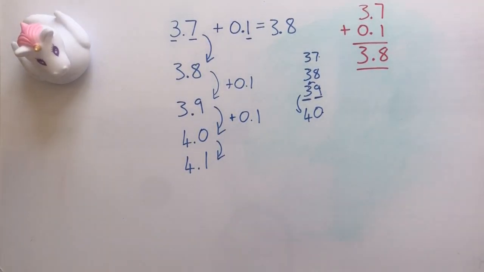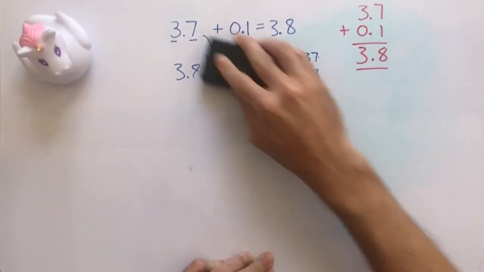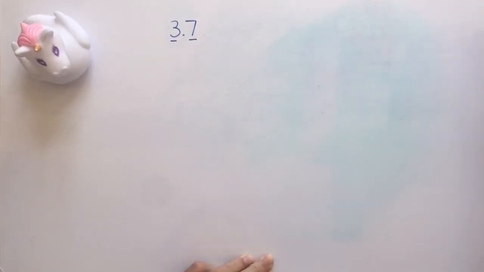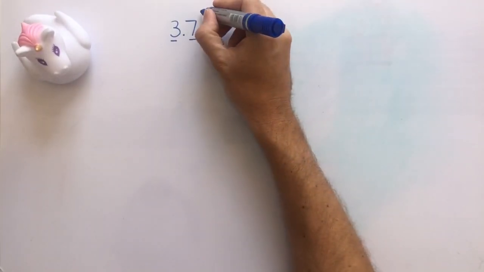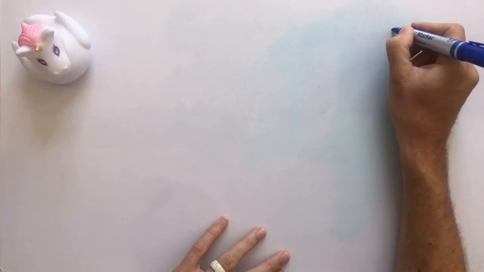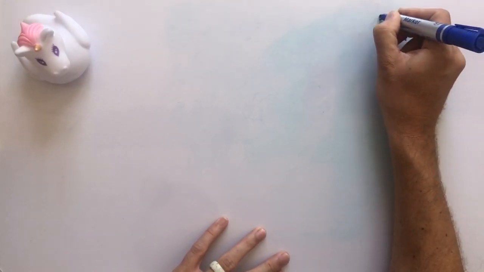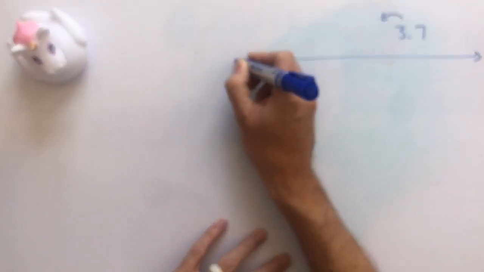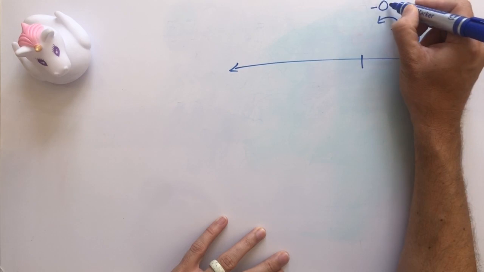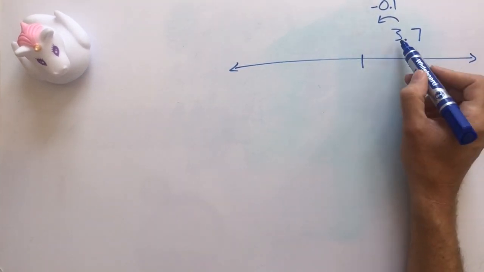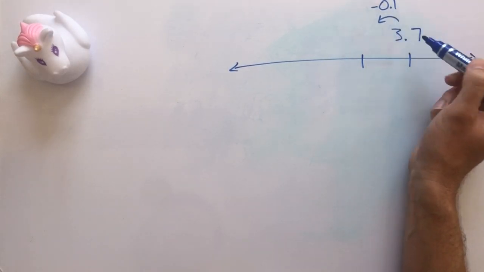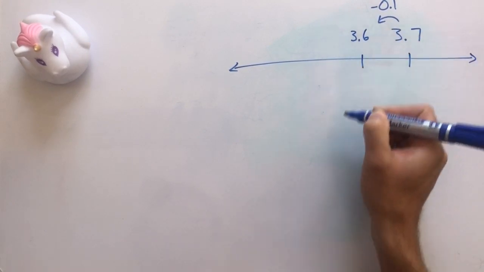Okay, so that's if I'm going forward in tenths. I can go back as well. So let's just wipe this off and see what it looks like if we were going backwards. So let's do it here. 3.7, and if it was a number line, and that was 3.7, if I'm going back 1 and I'm taking away 0.1, it's like 37 minus 1 would be 36. So 3.7 minus 0.1 is going to be 3.6.